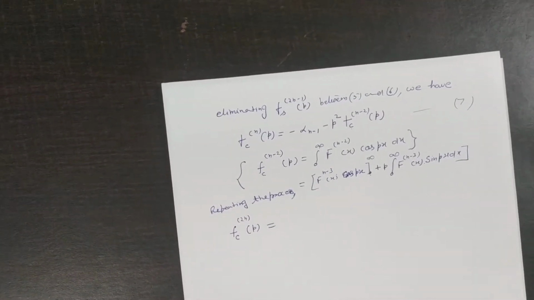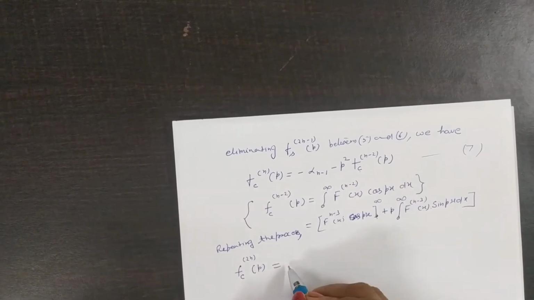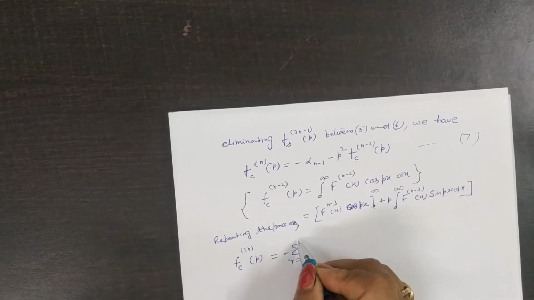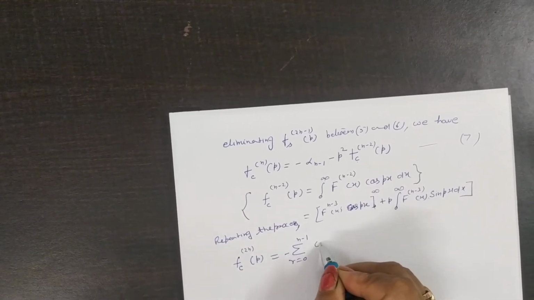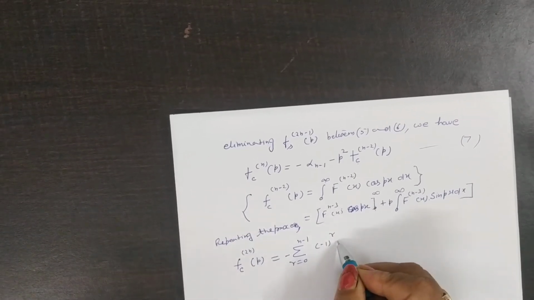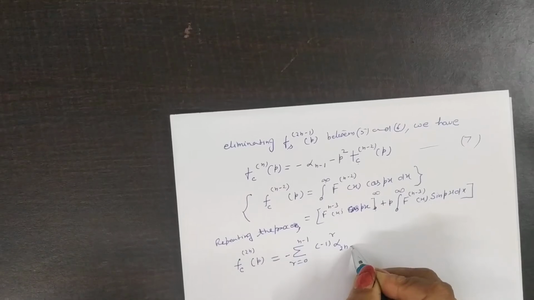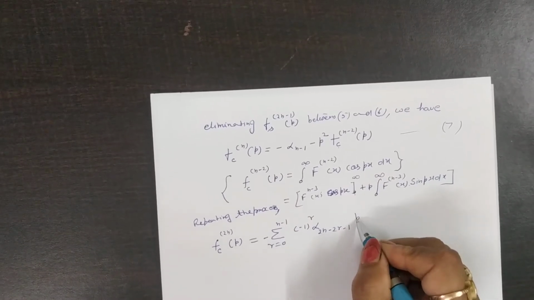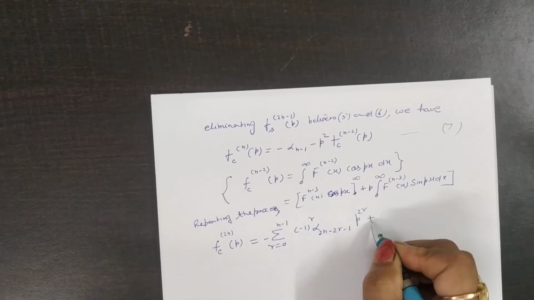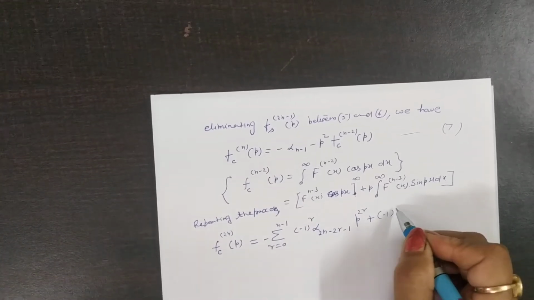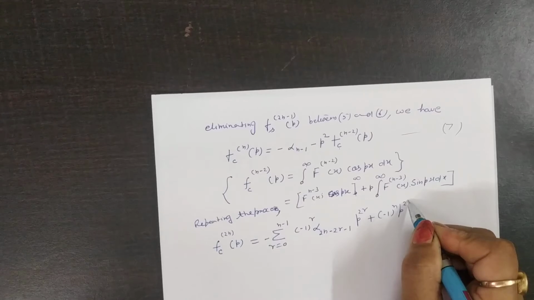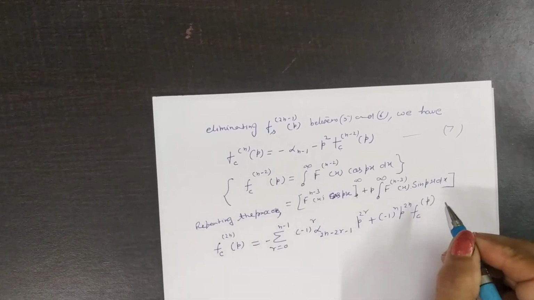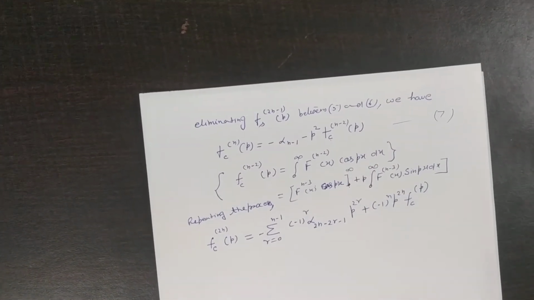This term is equal to minus sigma r is 0 to n minus 1, minus 1 to the power r, alpha 2n minus 2r, p to the power 2r, plus minus 1 to the power n, p 2n f of c p. Next, then you get this one term.